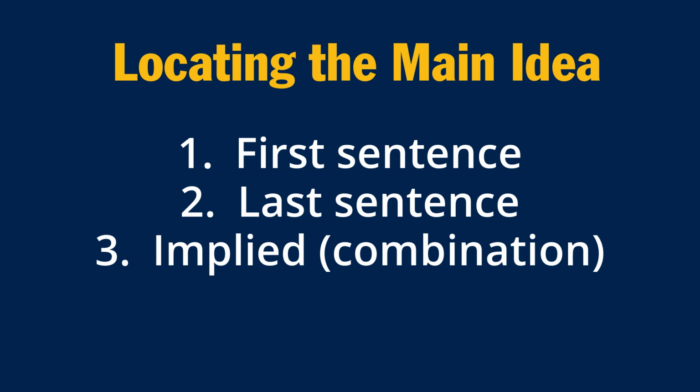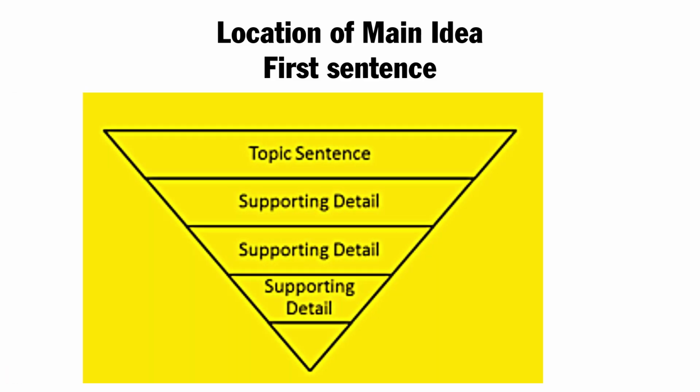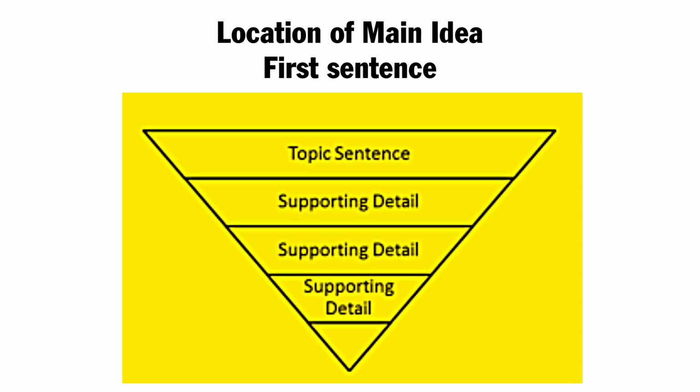There are three possible locations for the main idea in a paragraph. The main idea can be located in the first sentence, the last sentence, or a combination where the main idea is implied and elements are located throughout the passage. Let's look at an example where the main idea is located at the beginning of the paragraph.